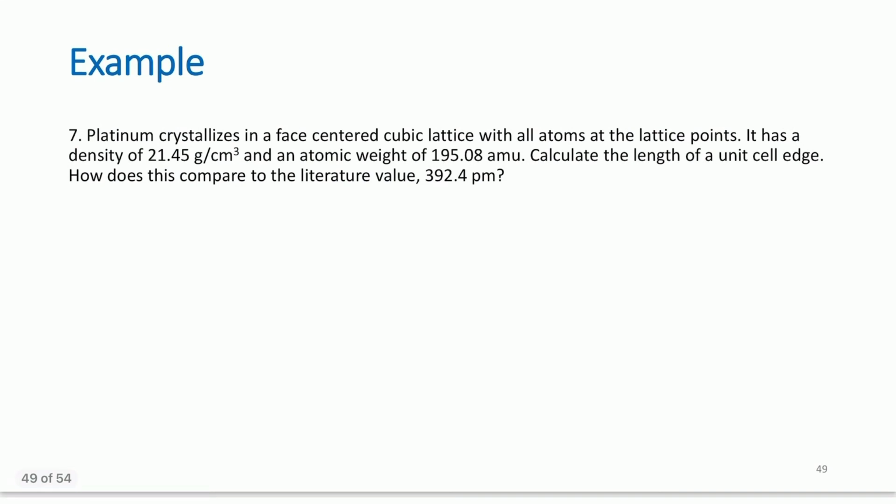Platinum crystallizes in a face-centered cubic lattice with all atoms at the lattice points, FCC. So 4 atoms per cell. It has a density of 21.45 grams per centimeter cubed and an atomic weight of 190.08 AMU, but I can get that off the periodic table as well. Calculate the length of a unit cell edge. How does this compare to the literature value of 392.4 picometer?